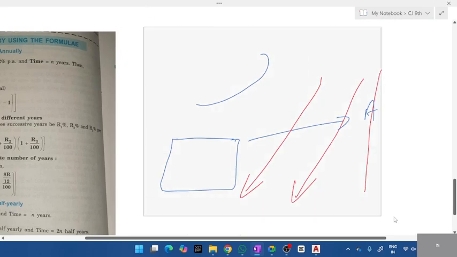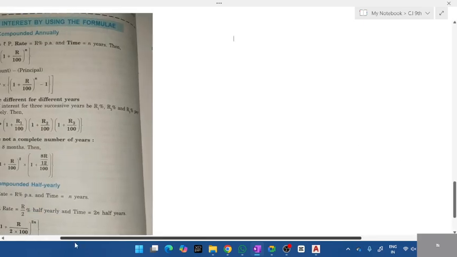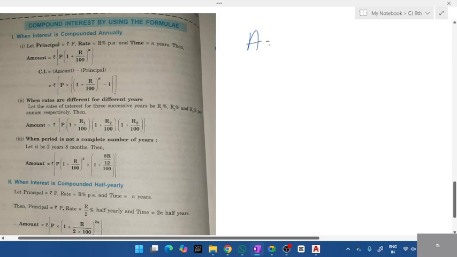Okay, this is how we solve. So look at the textbook, students. You can even refer the textbook for formula. Look at the textbook. I'll explain one. See, this is the formula what they've given. And what is the general formula for amount? Amount is equal to P plus I. This is the general formula. If you find amount, you can use the same formula to find interest.